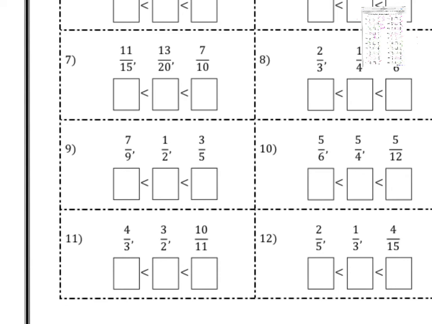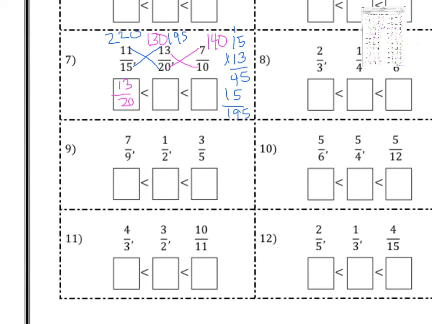Let's see. 15 times 13. I'm going to pause it and do the math. Okay, so when I cross multiplied, 13/20 was less than 11/15. Okay, and so I'm going to compare that one. Hopefully 13/20 is less than 7/10. I don't know. I'm going to try it out. See which one is smaller here. 20 times 7 is 140. And 10 times 13 is 130. Okay, so 130 is less than 140. That means 13/20 is less than 7/10.